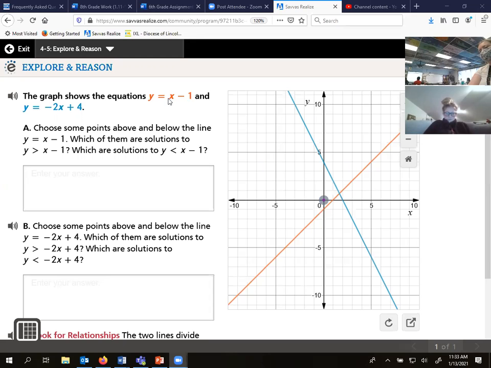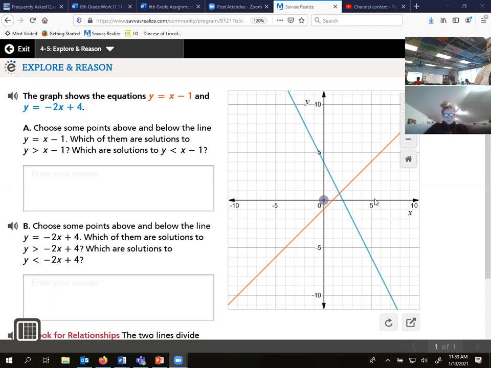The imaginary 1 in front of the x tells us our slope is 1, so we go up 1 over 1. This one crosses the y-axis at a positive 4, and the slope of negative 2 says we go down 2 over 1.